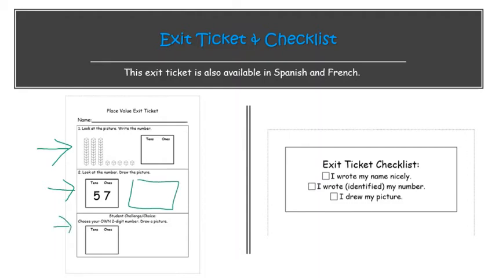For number 3, this is one where you get to choose your own 2-digit number. So you get to pick 2 numbers, and you get to make your own 2-digit number, and then you get to draw your picture to match that number as well. And then whenever you're done, you'll have an exit ticket checklist, like this one right here. And it says, I wrote my name nicely. If you did that right at the top of your paper, check that off. I wrote and identified my number, check that off, and I drew my picture. You get to check that off as well.